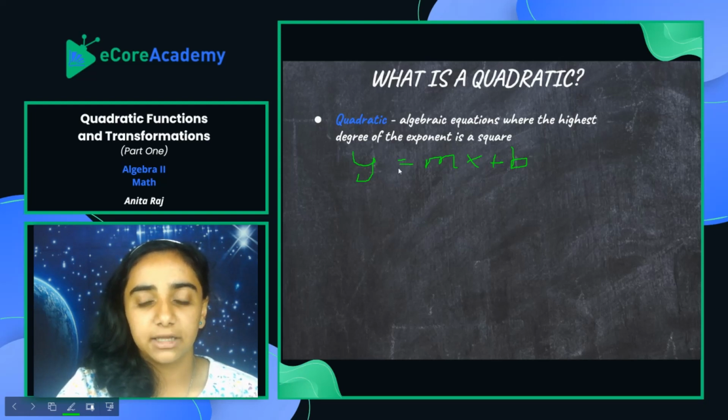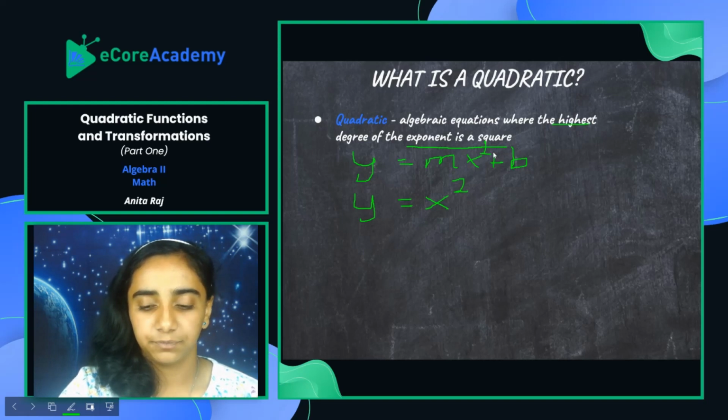Well, a quadratic looks a lot like that, but if you look here, the highest degree of the exponent is 1, x to the power of 1. A quadratic is different in that it would be looking more like y equals x squared. So the highest degree of the exponent would be a square, and that usually goes with your x. So that is what this means. The highest degree of the exponent is a square.